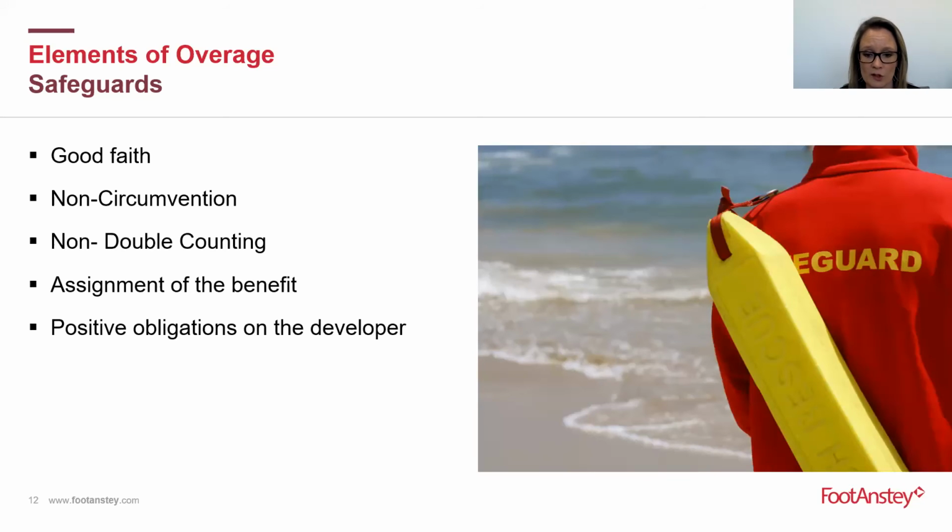A good faith or non-circumvention clause probably would have been quite useful here, as it would have made it very clear to all the parties what the major aim of the contract was, and potentially acted as a disincentive to the developer to act in a way that was designed purely to avoid paying the overage.